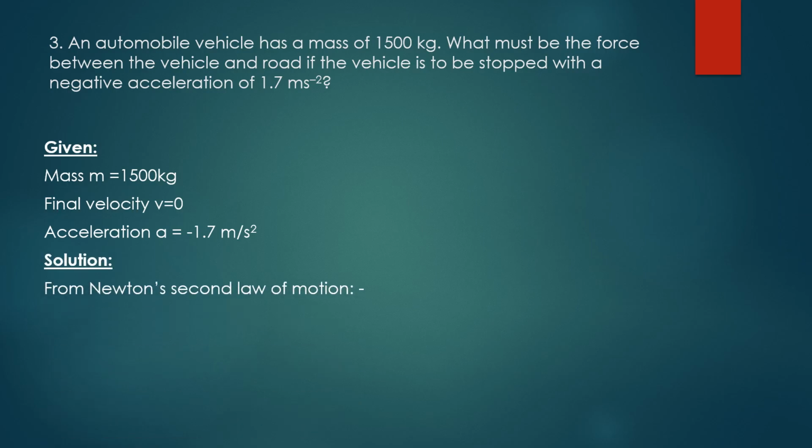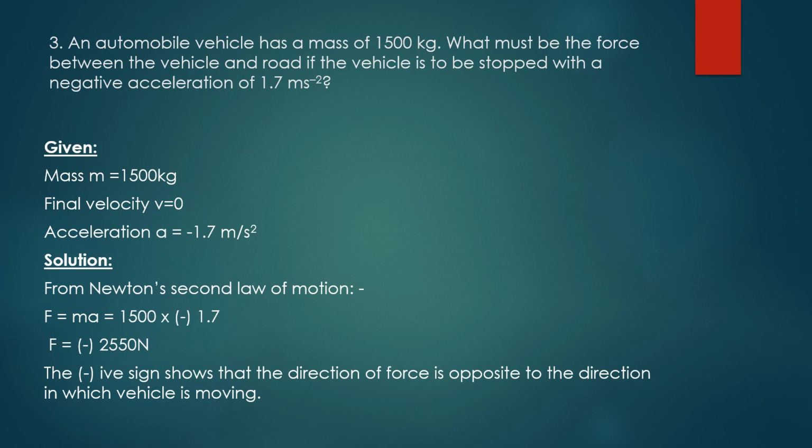So we'll see the solution, just direct substitution from Newton's second law of motion. We know that F is equal to ma. So mass value is 1500 into 1.7, that is the acceleration. When you multiply these two values, you will get the force as minus 2550 Newton. So SI unit of force is Newton, or else you can write it as kilogram meter per second square also. And again, the negative sign, what does it indicate? It is indicating that the force is in the opposite direction of the motion of the object.